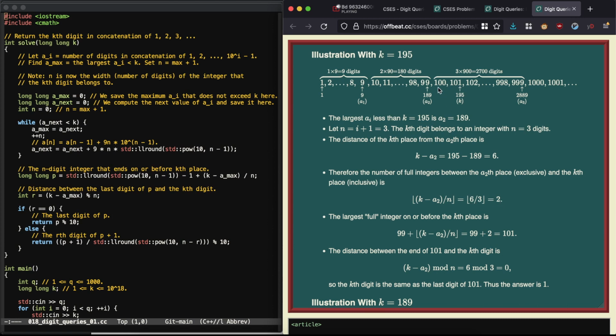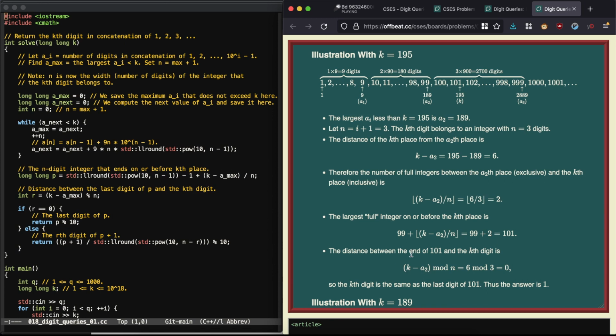That tells us that there are 2 full integers from here to here. So that's how we come from 99 plus 2 and get 101. And then when we do 6 modulo 3, we get 0, which means that we don't have any digits spilling out. Our arrow is pointing, or k is pointing at the end of an integer. So there's no digit spilling over. So k is pointing to a full integer, the end of a full integer.